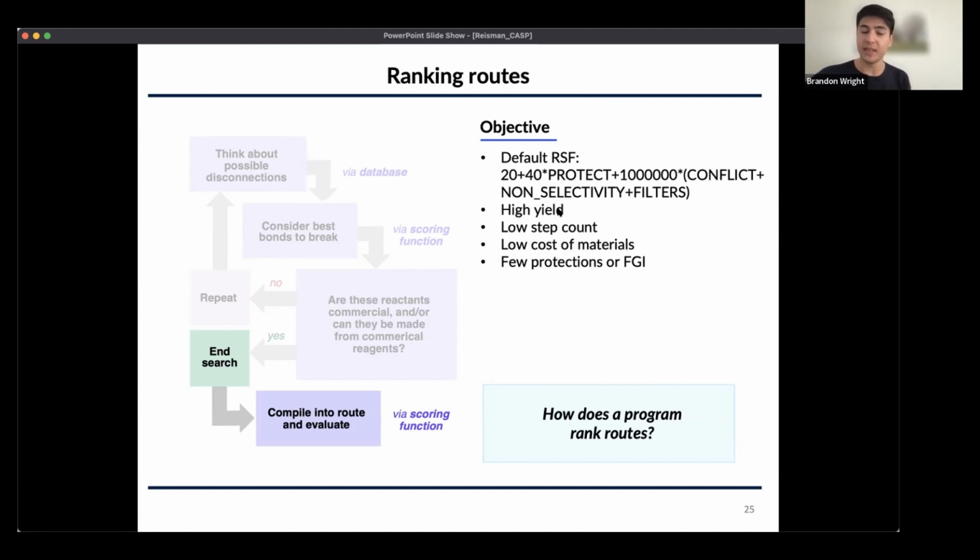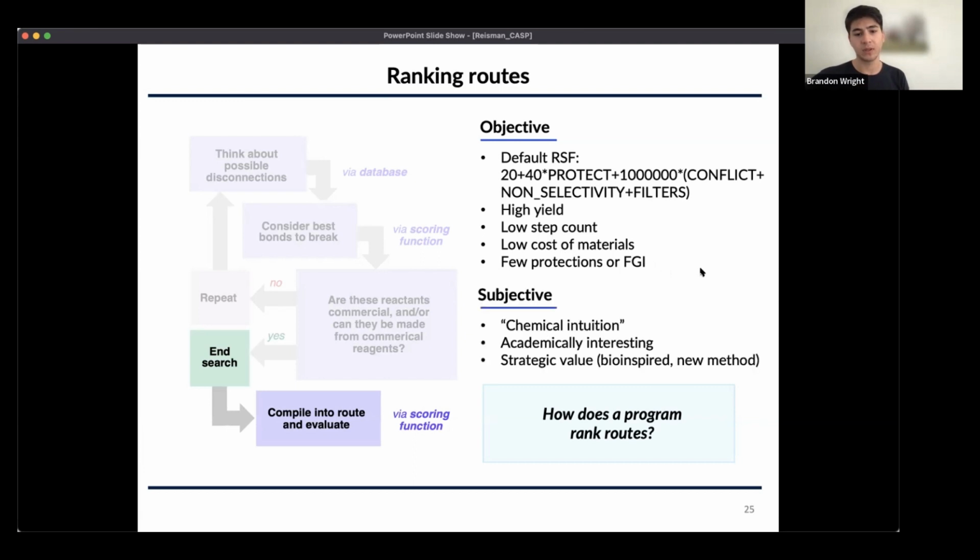Some other metrics are things like yield, step count and cost of materials. These are objective metrics we can use to rank routes. On the other hand, there's a subjective component to this as well. I think we as chemists understand that when we look at a few different complementary routes and we're trying to decide which one's the best, there's an intuition component to this. We might look at a key step and say, I think that might work for this reason. I have a hunch that the sterics here will be kind of challenging. There are aspects to this that you might only learn if you drew it out on a piece of paper or built a model and studied it that way.